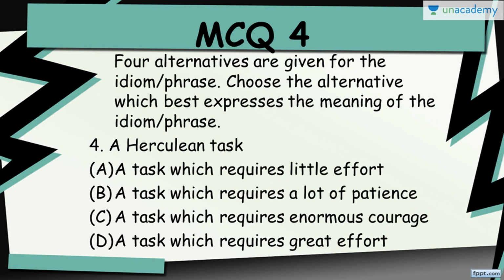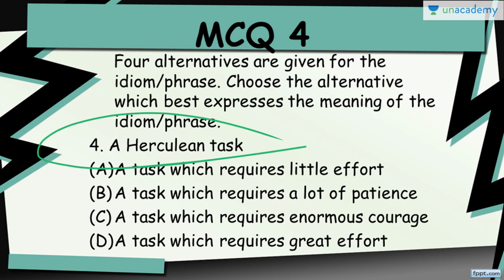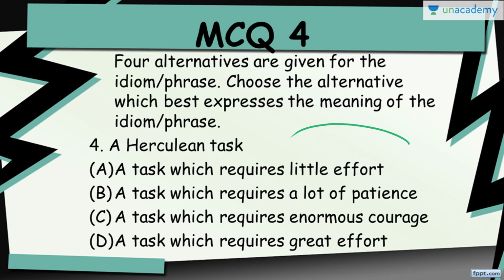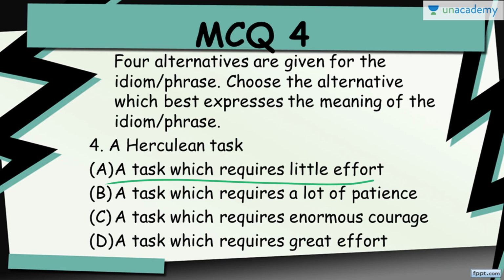The next one. Now 4 alternatives are given for idiom and phrase. Choose the alternative which best expresses the meaning of the idiom and phrase. So what we are going to do now is, instead of a word, we have this phrase now. We have this idiom now, and we're going to find its meaning. So a Herculean task. A task which requires little effort. A task which requires a lot of patience. A task which requires enormous courage. A task which requires great effort.